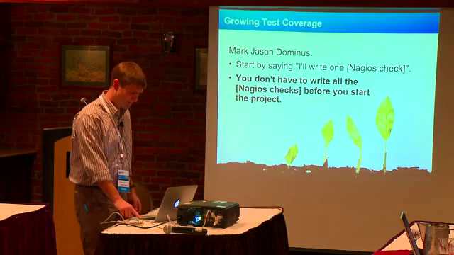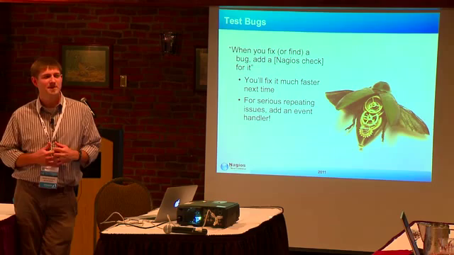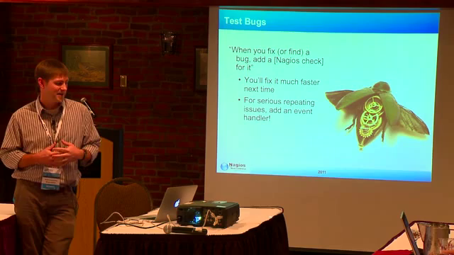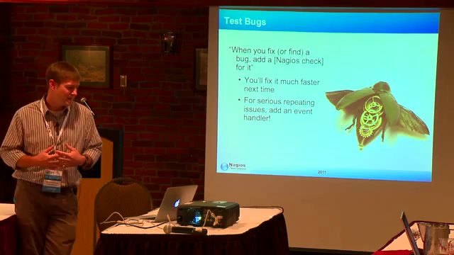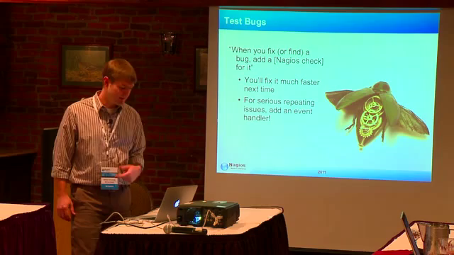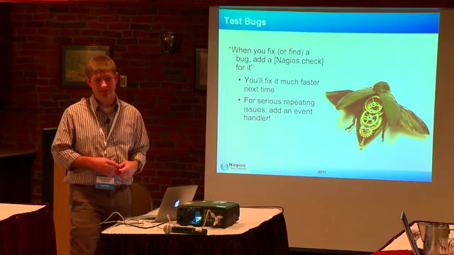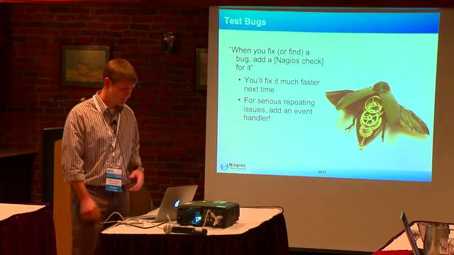Then, when you find a bug, when you find a problem that takes your system down and causes an outage, add a Nagios check that would have notified you in that case if it didn't. And you'll find that you'll fix it much faster the next time. And if it's a routine failure, you can even add an event handler to actually take action to remedy the situation before you can get to it.